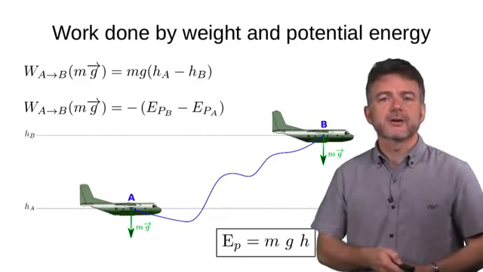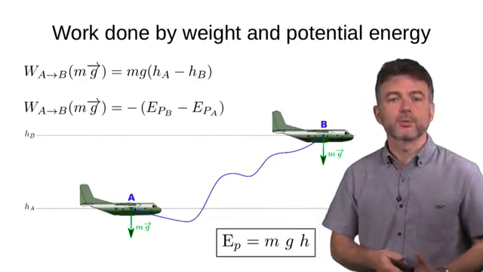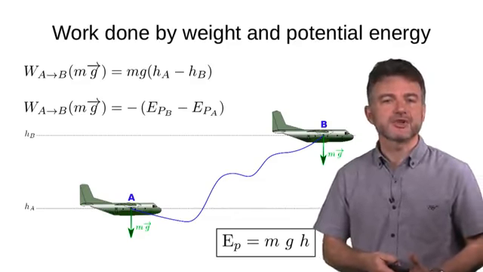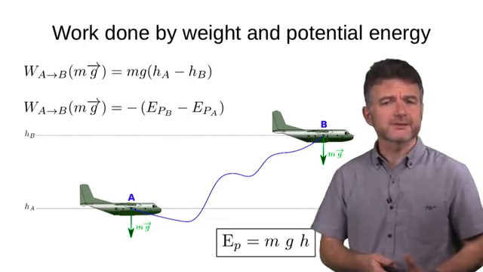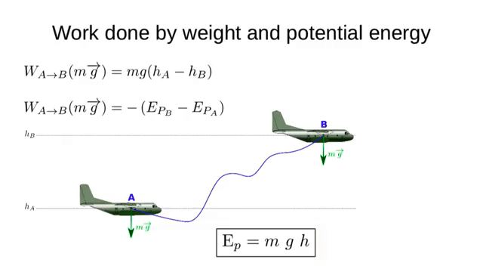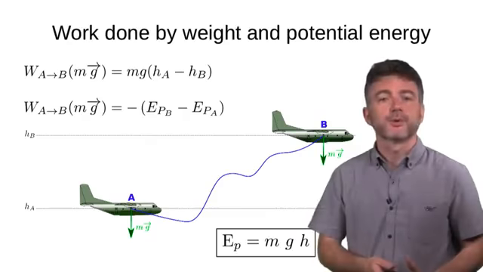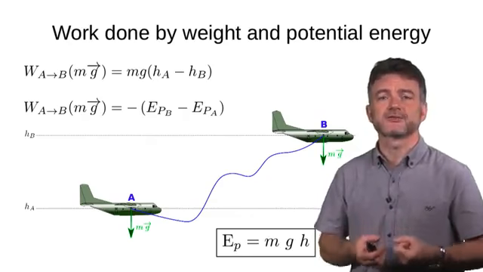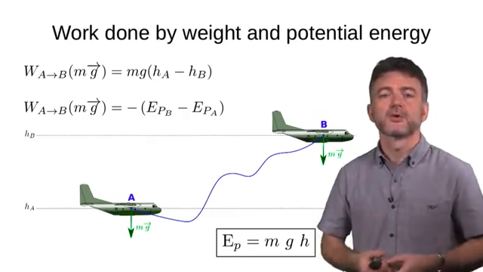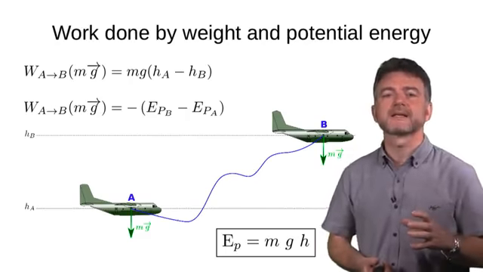Let's consider now the particular case of the work done by the weight mg along a path from A to B. As the gravity is constant and vertical, we can easily show that this work is equal to mg multiplied by hA minus hB, whatever path we follow from A to B. When we climb from A to B, the work done by the weight is negative. It resists our motion, removing energy from the airplane.